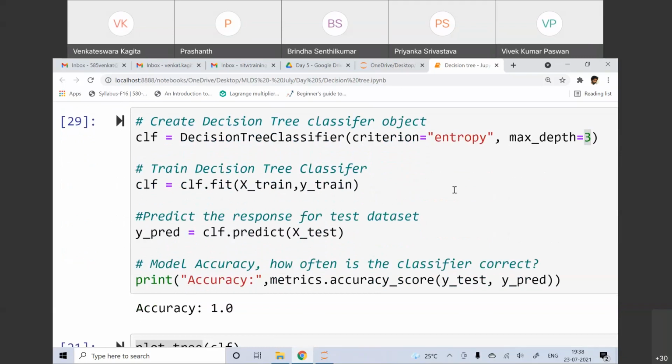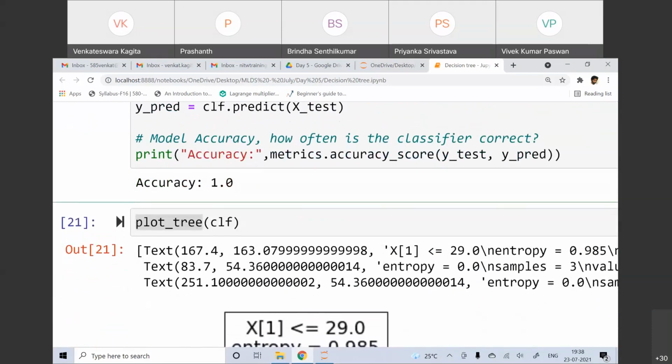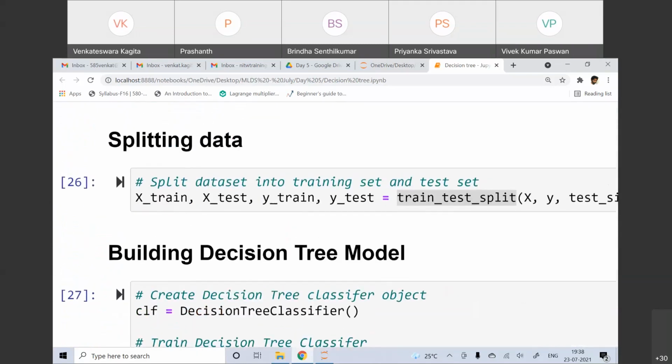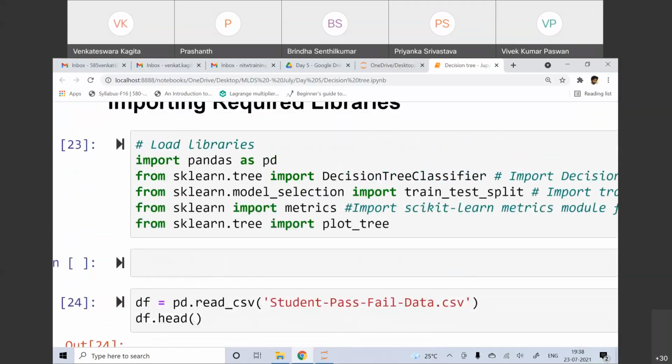All right. So again, I'm just changing this criterion, and max depth I'm setting to 3. clf.fit I'm giving, then predict. Accuracy I'm just printing it. Right. So if you want to visualize how the tree is looking, you can plot. You can call plot_tree, which is also from this sklearn.tree, which I have imported here.